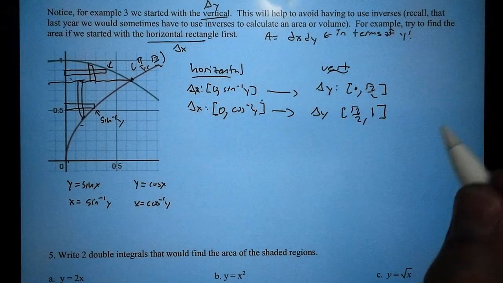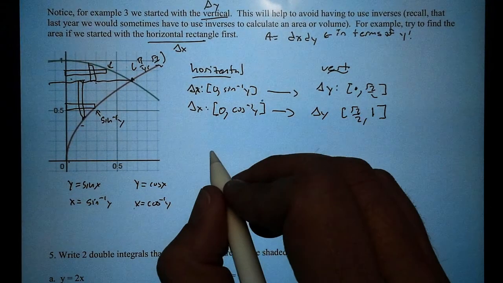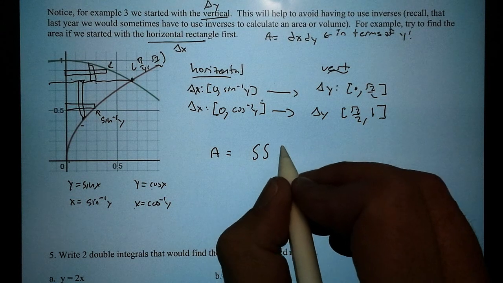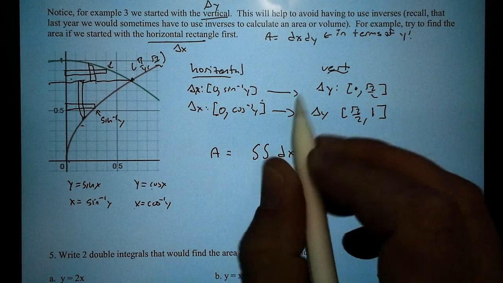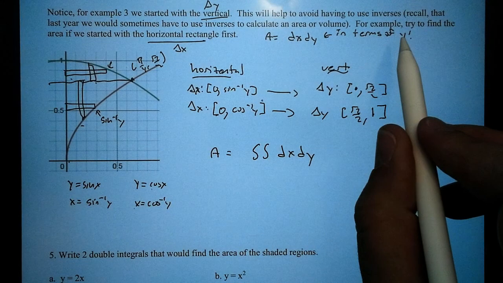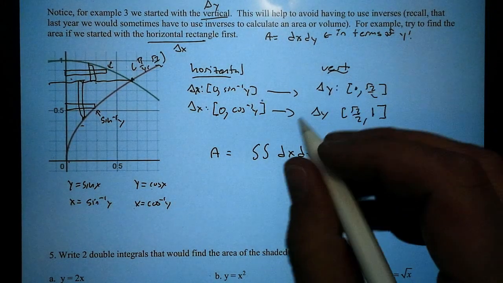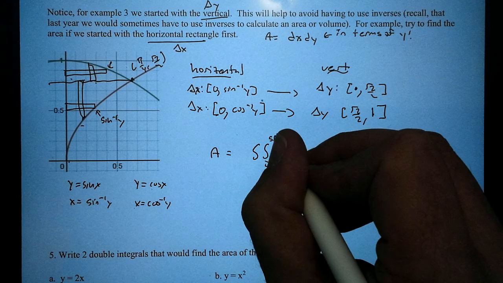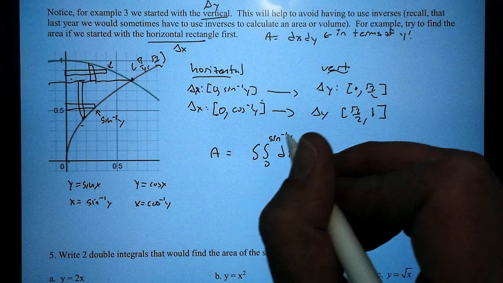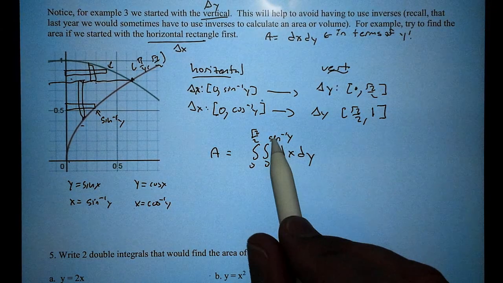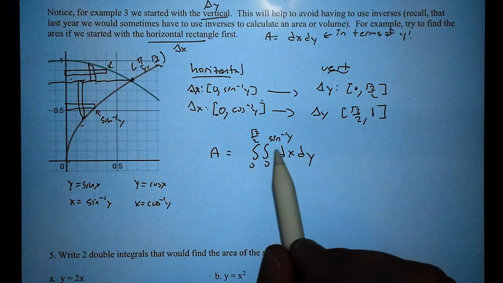And from here, now I can write my area, but I have to use two integrals. My first one, dx dy. Be careful because we're in terms of y now, we start with dx. And my change in x's goes from 0 to the inverse sine of y, and then y goes from 0 to root 2 over 2.